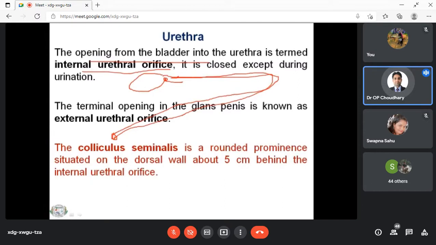And I already told you that at this part, in the middle of the urethra, if you cut from the dorsal aspect, there is one prominence, and this rounded prominence is called the colliculus seminalis, and it is present 5 centimeter behind the internal urethral orifice. This is the internal urethral orifice. So 5 centimeter behind this internal urethral orifice in case of the ox.